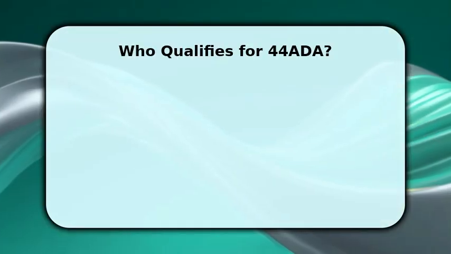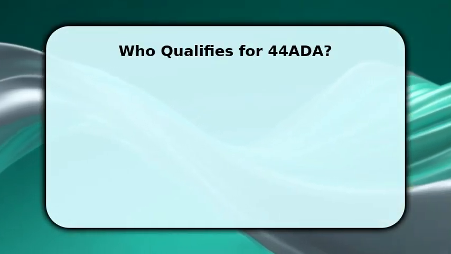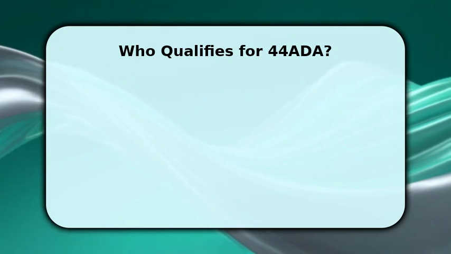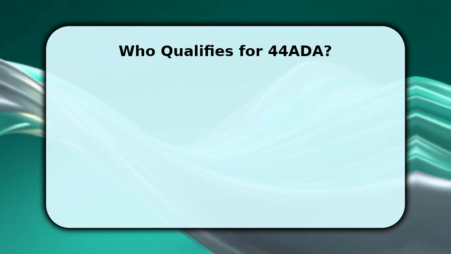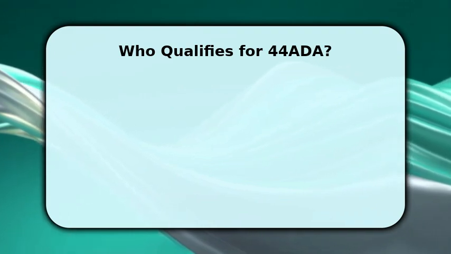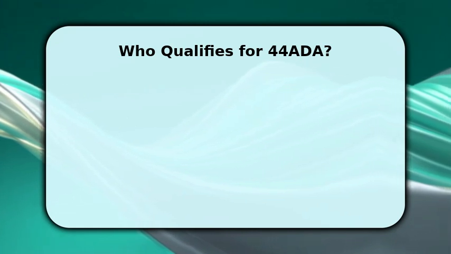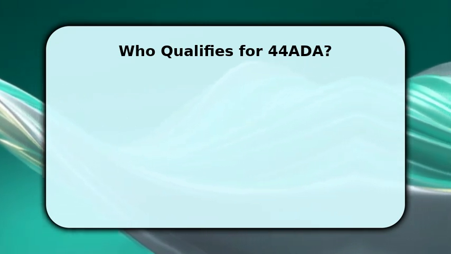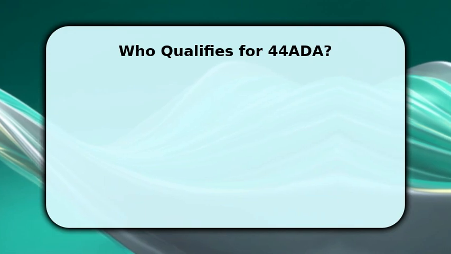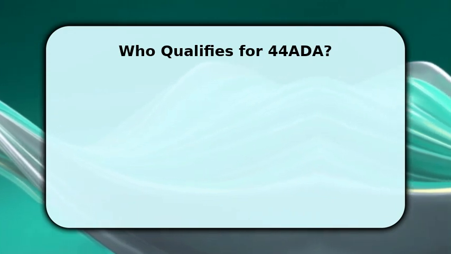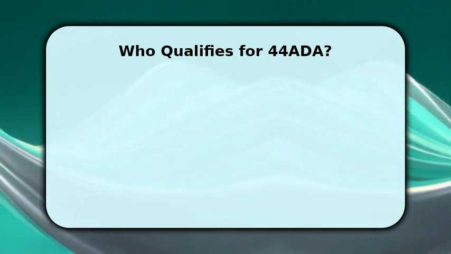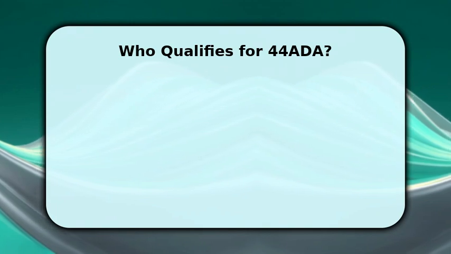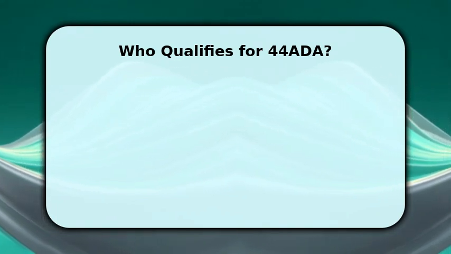To qualify for Section 44 ADA, you must be engaged in a specified profession, such as legal, medical, engineering, or architectural services. Your total gross receipts from the profession should not exceed $75,000 in a financial year. Under this scheme, you declare 50% of your total gross receipts as your presumptive income, simplifying calculations significantly.